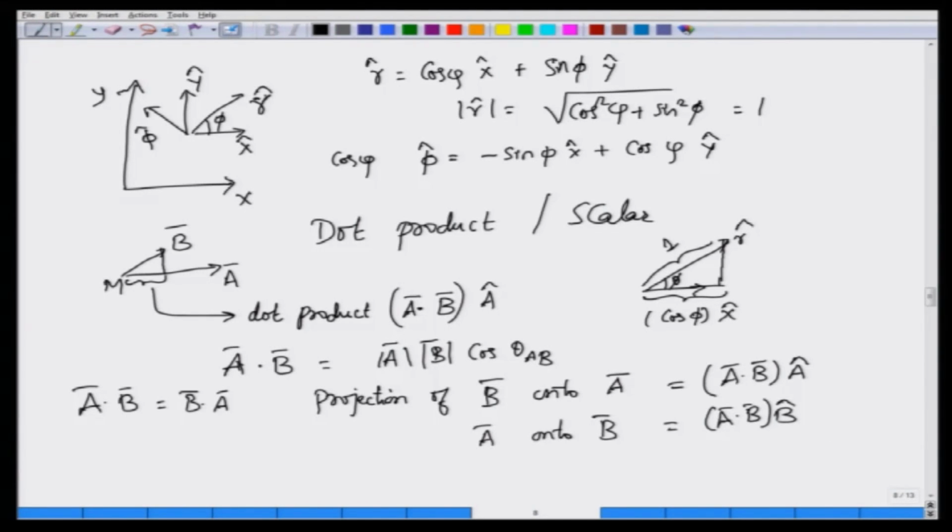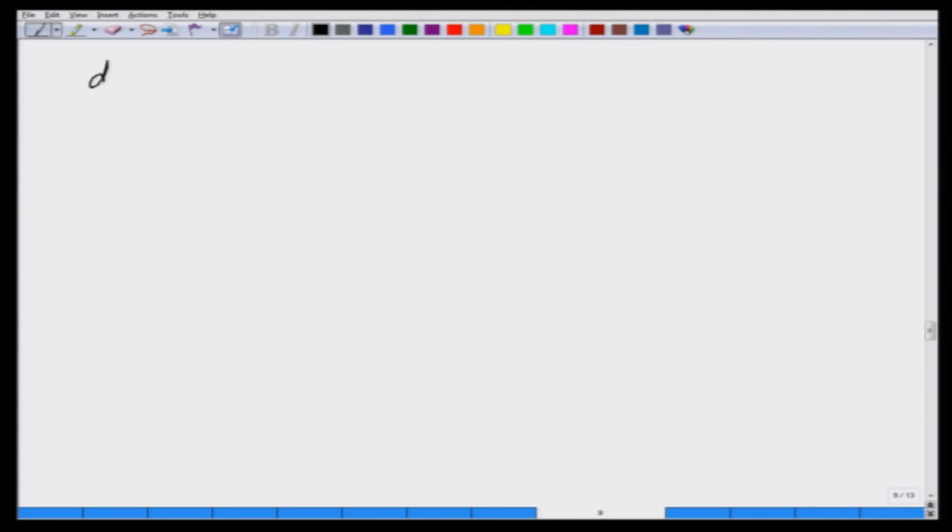Okay. So, I hope that in the spirit of this discussion, these relationships, r hat is equal to cos phi x hat plus sin phi y hat, and phi hat is equal to minus sin phi x hat plus cos phi y hat, are very clear to you now. Okay. Two other things that we have not finished with the cylindrical coordinates. How do I write down the vector surface areas?